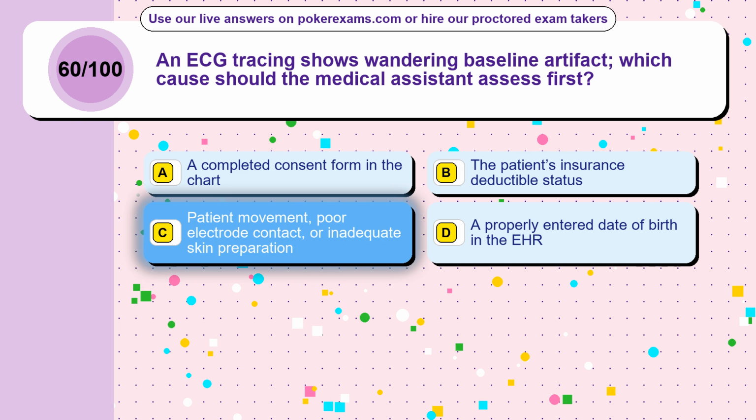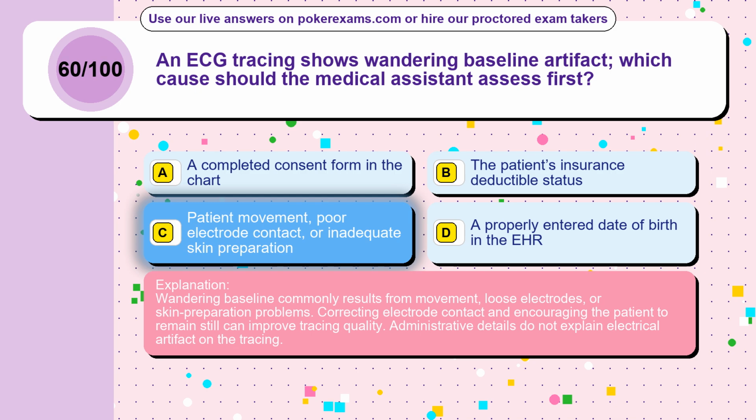The correct answer is option C. Patient movement, poor electrode contact, or inadequate skin preparation. Wandering baseline commonly results from movement, loose electrodes, or skin preparation problems.